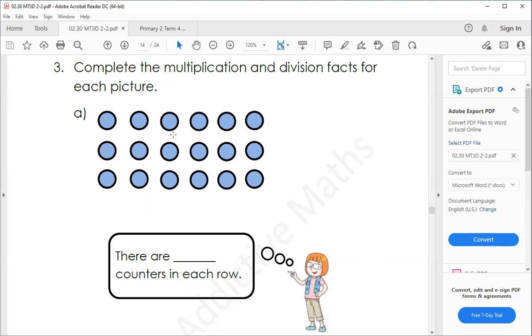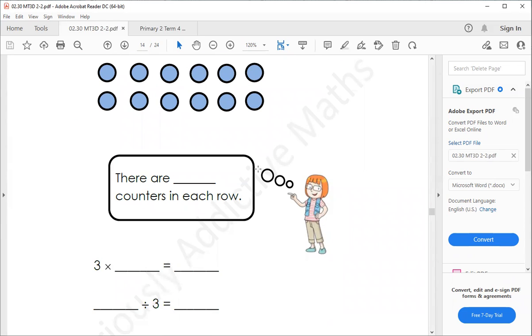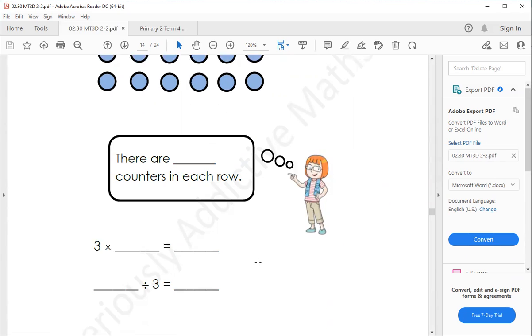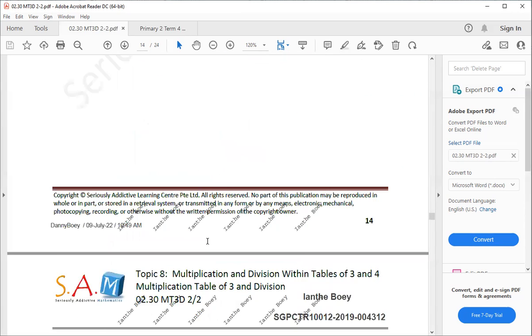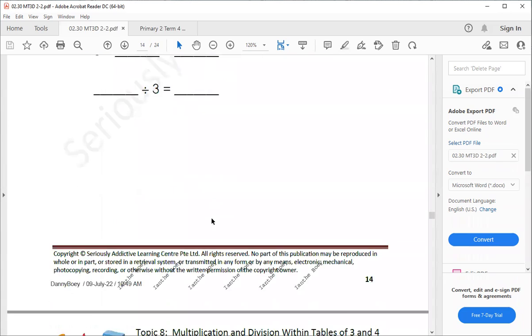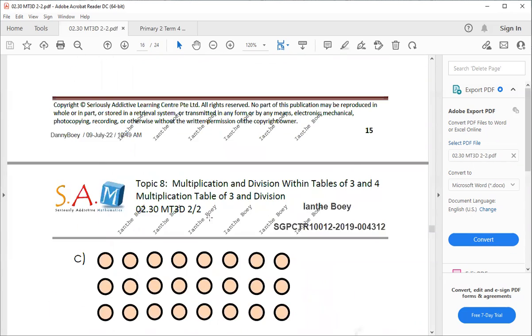So there are actually 3 rows, and each row has 1, 2, 3, 4, 5, 6. There are 6 counters in each row, and there are 3 rows, so 3 times 6 equals 18. And then the division fact: 18 divided by 3 equals 6. Make sure that you do a few questions with them on that.